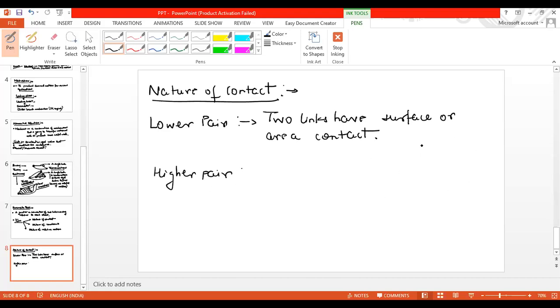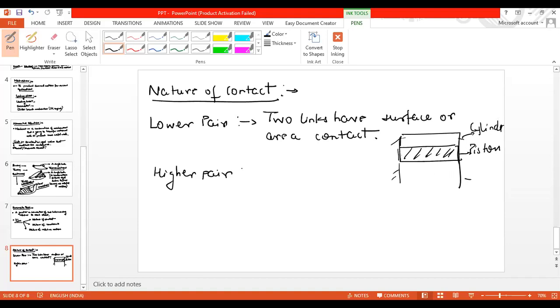Let us again take the example of the slider crank mechanism, right? So this is the cylinder, this is our piston, right? Now just tell me, can I say that this cylinder and this piston are forming a lower pair joint or lower kinematic pair? Yes. Right? So now this piston and cylinder are having what? Surface or area contact, very easy. So here you are getting basically a lower pair.